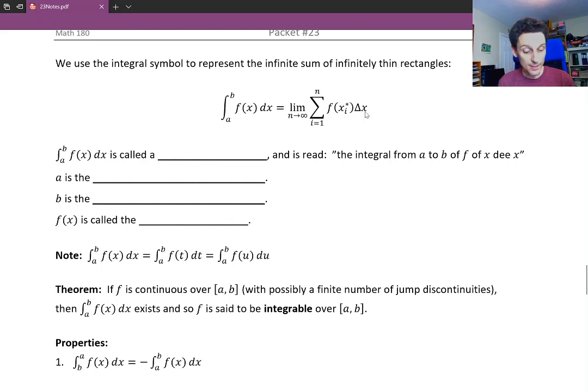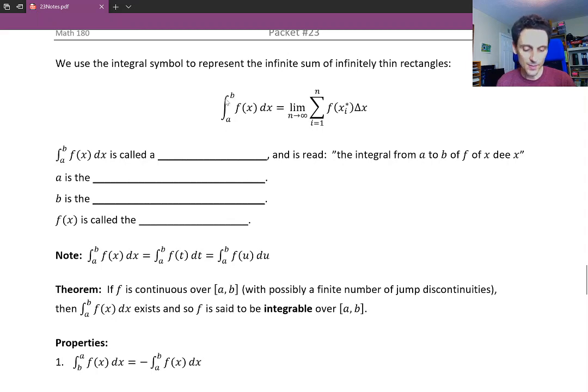So this calculates the true area under the function across our interval. And that true area under the function from a to b, we're going to represent using this integral notation. Now the difference between the integral notation that we saw last time in packet 19 and now is that we have these numbers right here on the bottom and on the top of the integral.